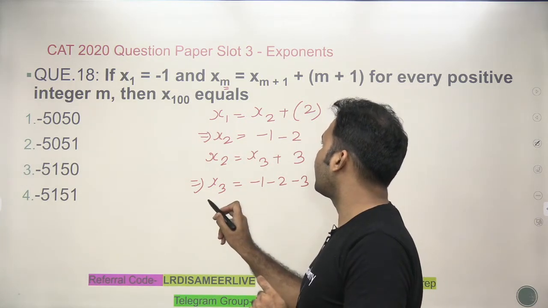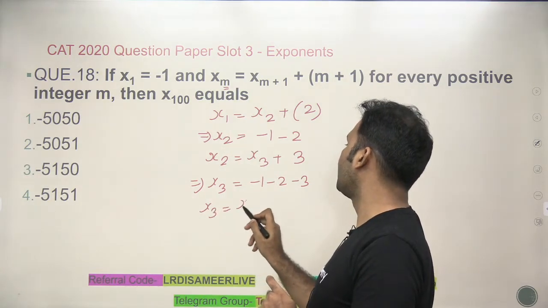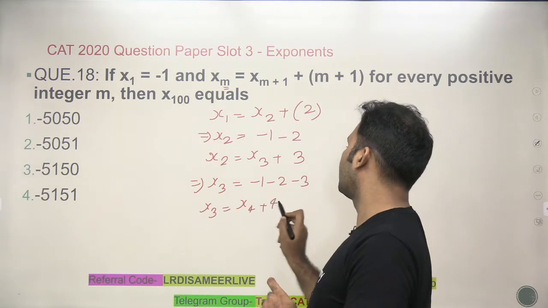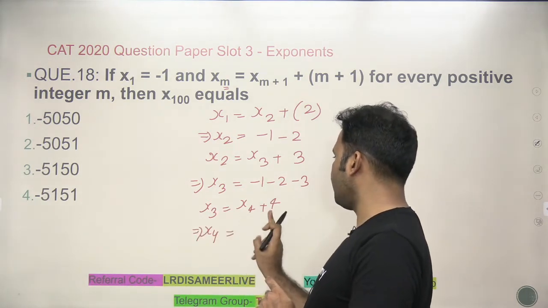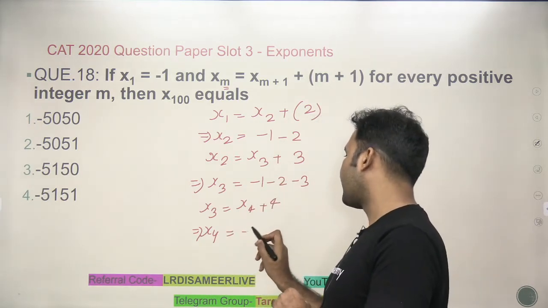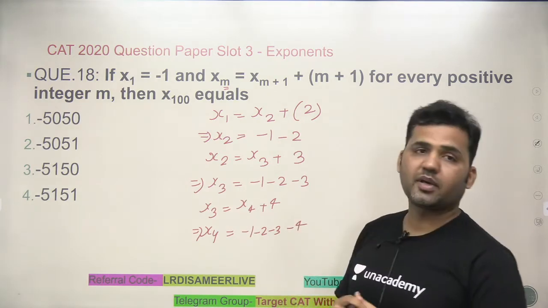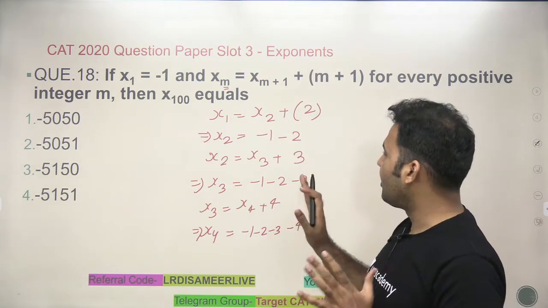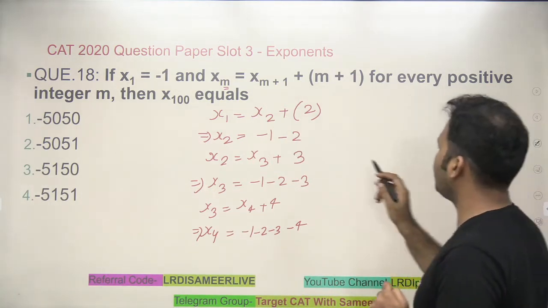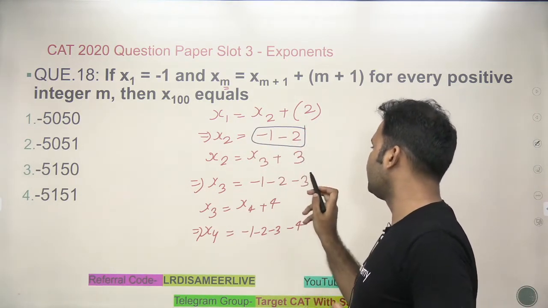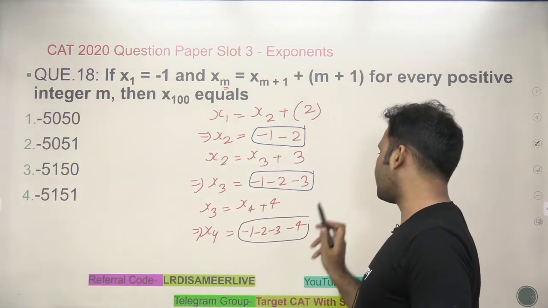If I put xm as 3 here, I'll have x3 will be equal to x4 plus 4 and therefore the value of x4 will be equal to x3 minus 4. What is x3? It's minus 1 minus 2 minus 3. 4 will be taken here. So this is minus 1 minus 2 minus 3 minus 4. Now observe it. x2 is minus 1 minus 2. This is minus 1 minus 2 minus 3. For the next number it's minus 1 minus 2 minus 3 minus 4.